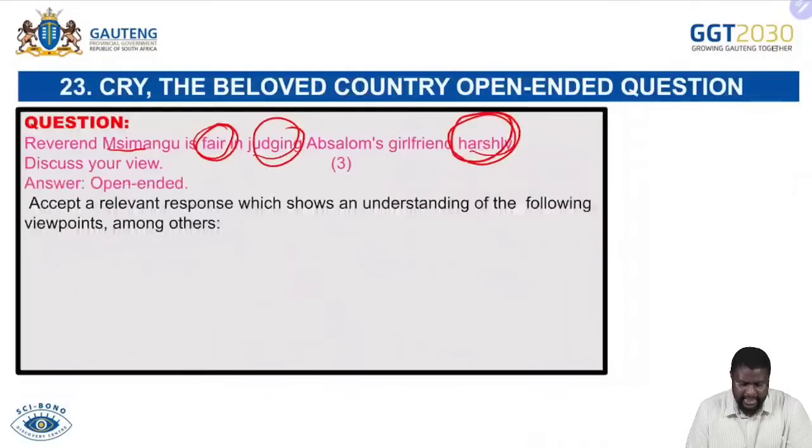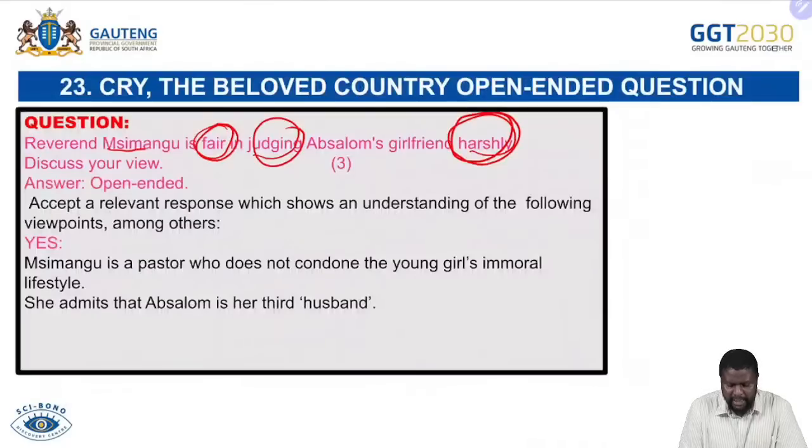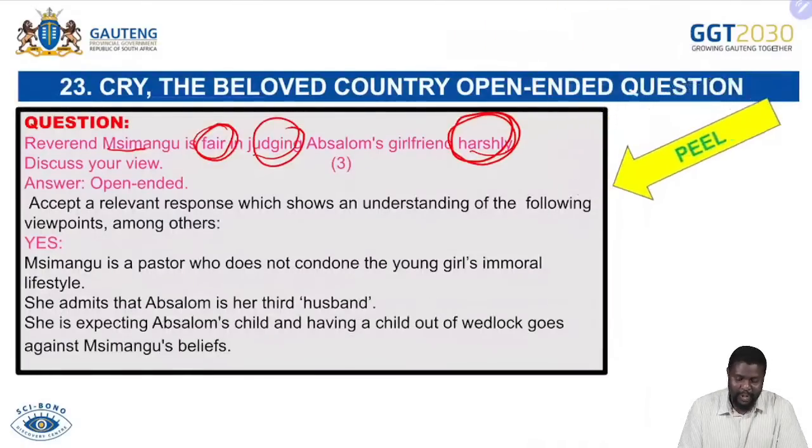You can say, yes, he is fair. He's right. I agree. What he's doing is right. He must judge the girlfriend harshly. Why? Because Msimango is a pastor who does not condone the young girl's immoral lifestyle. He does not agree with it, therefore, he is absolutely right to judge. She admits that Absalom is her third husband, and she is expecting Absalom's child, and having a child out of wedlock goes against Msimango's beliefs. So he's not harsh here. He's doing what is right. We agree. Let's move on to a no response.